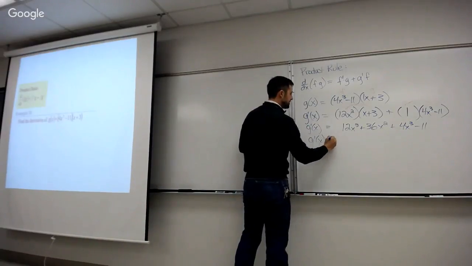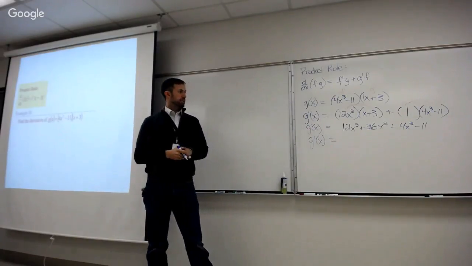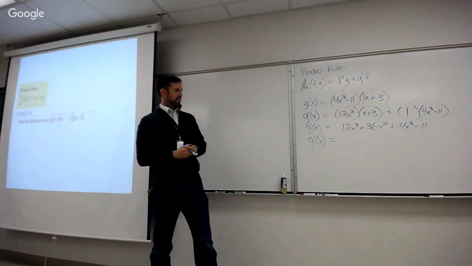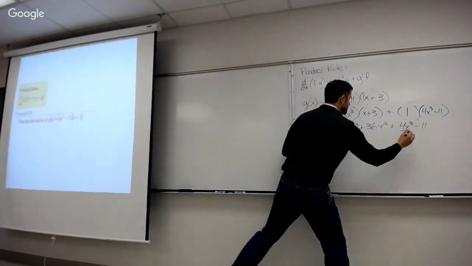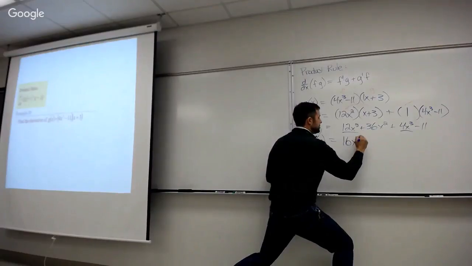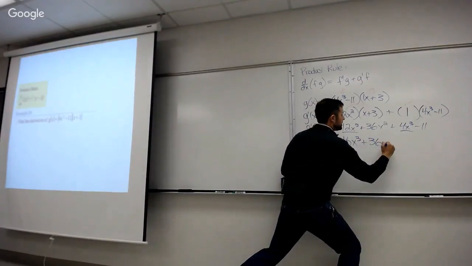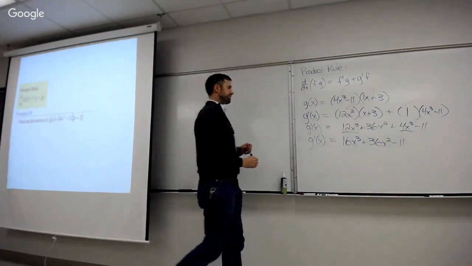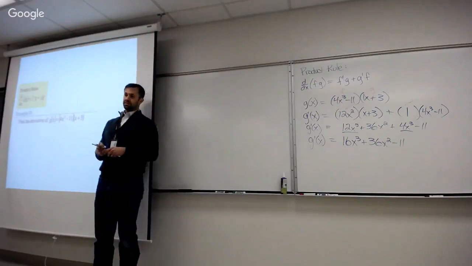We can simplify further by doing what? Combine like terms. So we have the 12x cubed and the 4x cubed. So that's 16x cubed plus 36x squared minus 11. So that is the derivative.